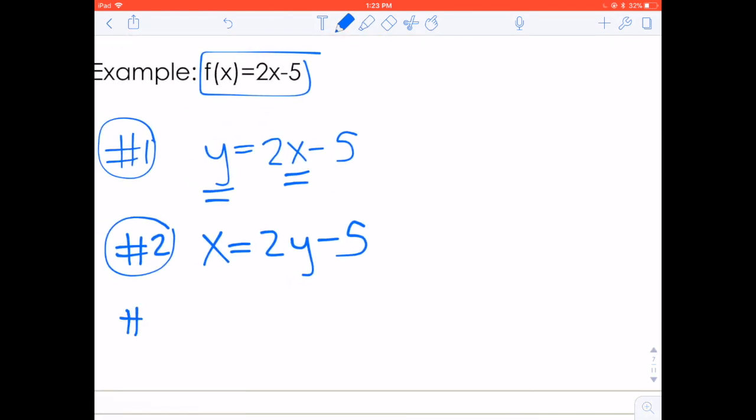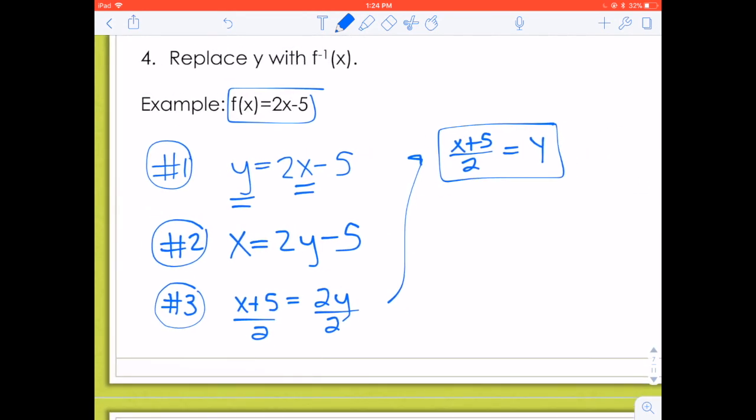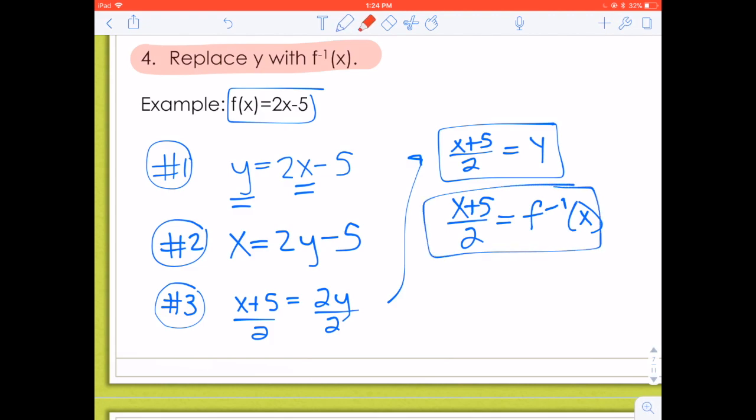So step 3, what I'm going to do is add 5. So x plus 5 equals 2y. And then I'm going to divide by 2. So that gives me x plus 5 over 2 equals y. And that's it. The last step there is just to replace y with the inverse symbol. So x plus 5 over 2 equals the inverse of f of x. And that's our final answer.